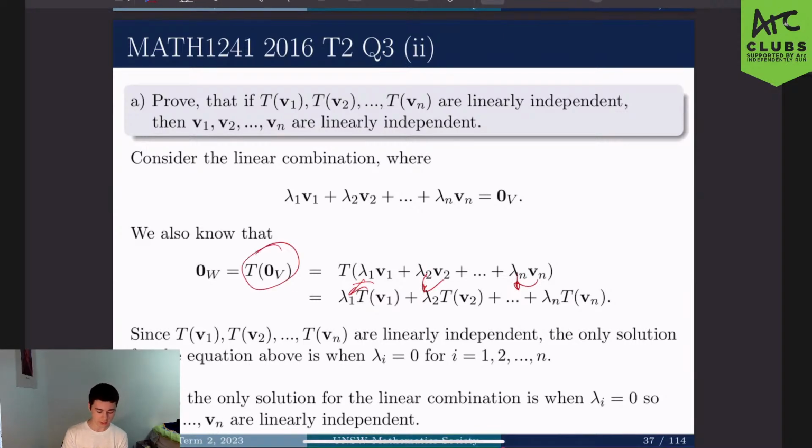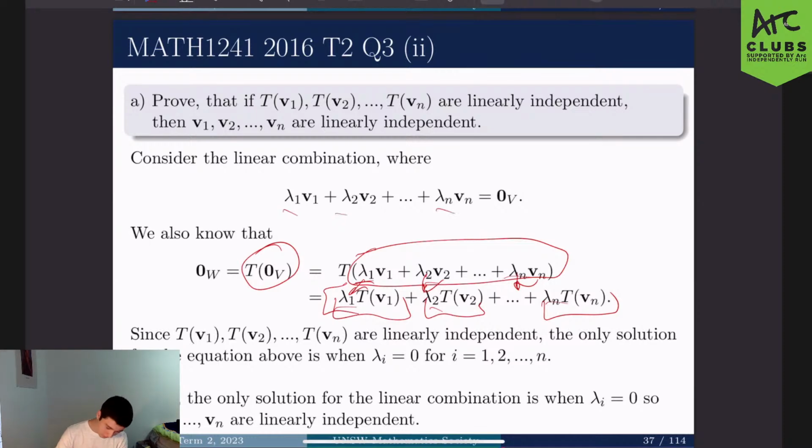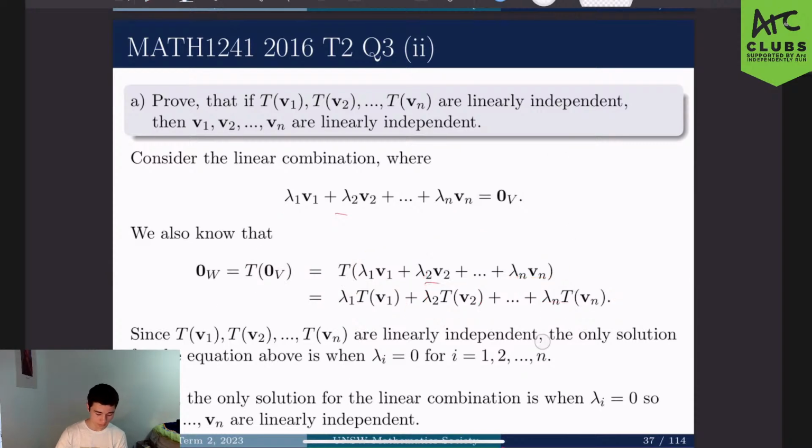So to find T(0_V), we have some linear combination of our vectors, which will be broken down into our transformations. Then we can see we have a linearly independent set here, so that means all of our multiples must be 0, therefore all these multiples must be 0. So then all of these are 0, so it must be linearly independent. Nice.